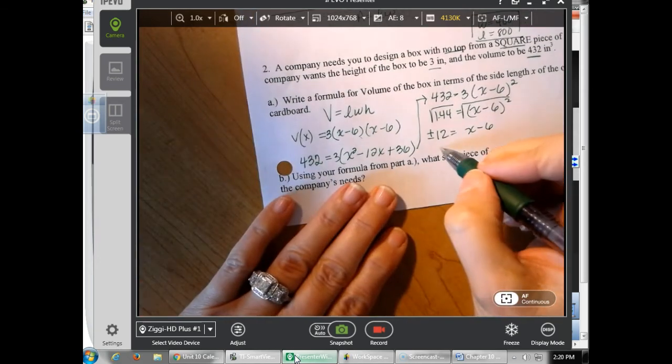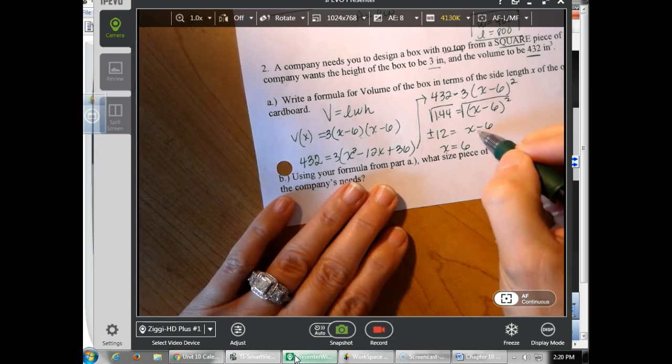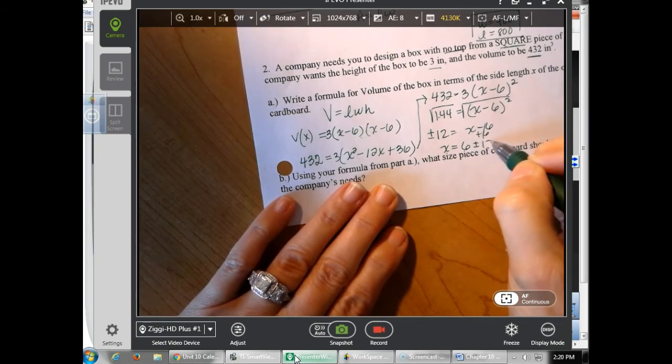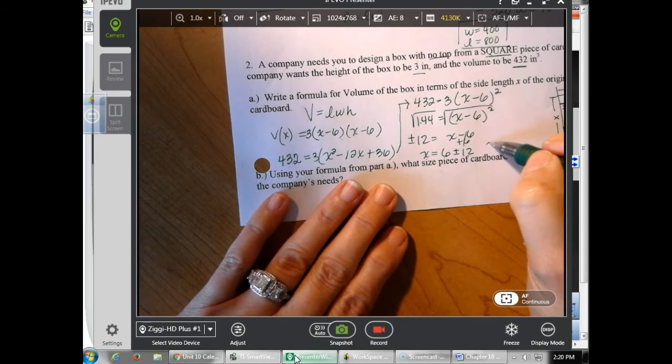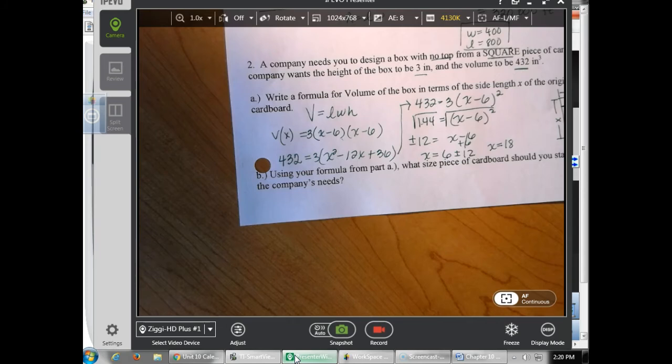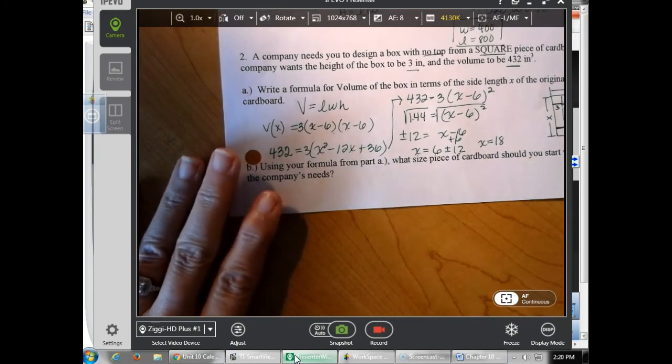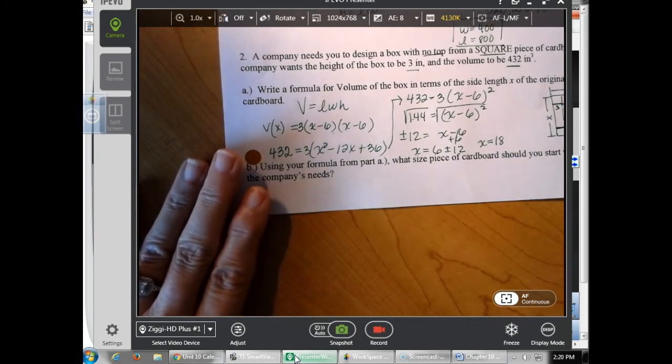So then I get x is equal to 6, adding that over, plus and minus 12. So I'm going to get x is equal to 18. Now if I did x minus 6, I get negative 6, and that's not going to work for a length there. So x is equal to 18 is going to be the original dimension of the box. Okay?